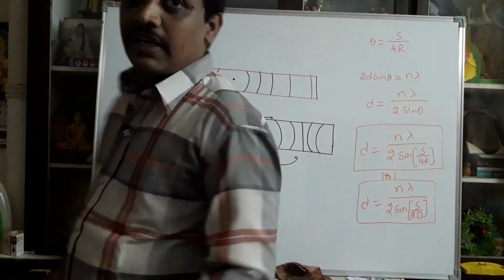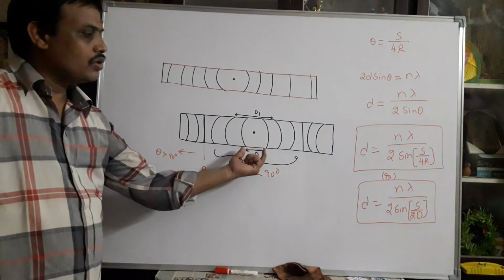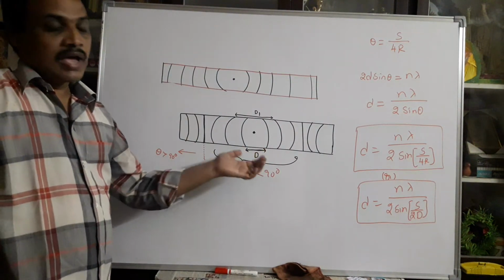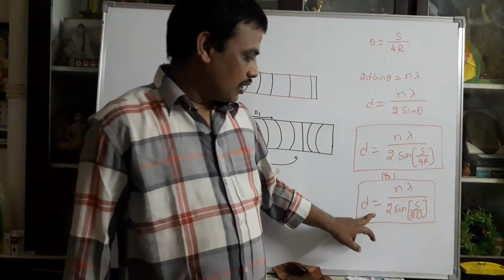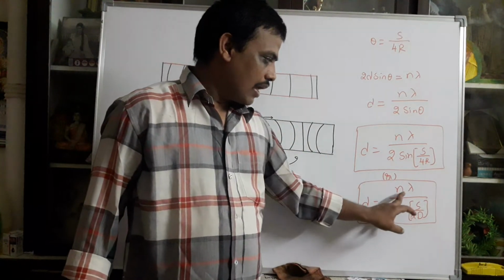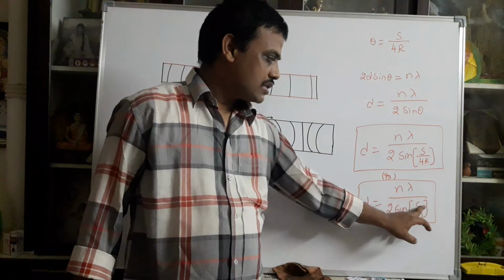you can easily determine the D value as compared to the capital R radius. So in that way, the d value can be calculated: d is equal to n lambda by 2 into sin of S by 4D.